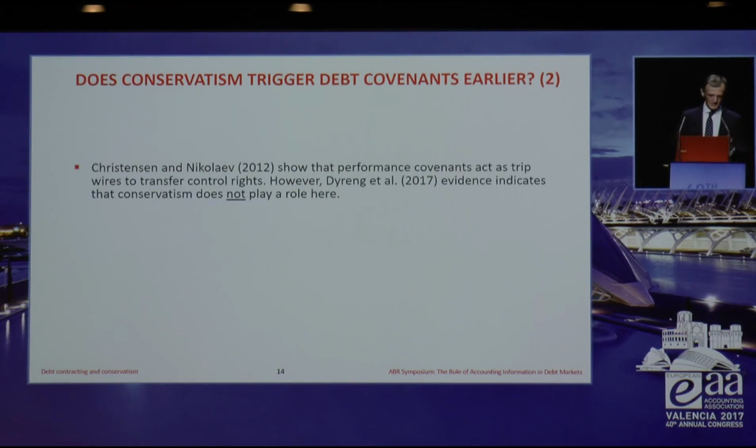Christensen and Nikolaev show that performance covenants act as tripwires to transfer control rights. However, the evidence in the Rang et al. indicates that conservatism does not play a role here. They set the thresholds so that the borrower trips the covenant at a certain point, but conservatism doesn't seem to play a role here.